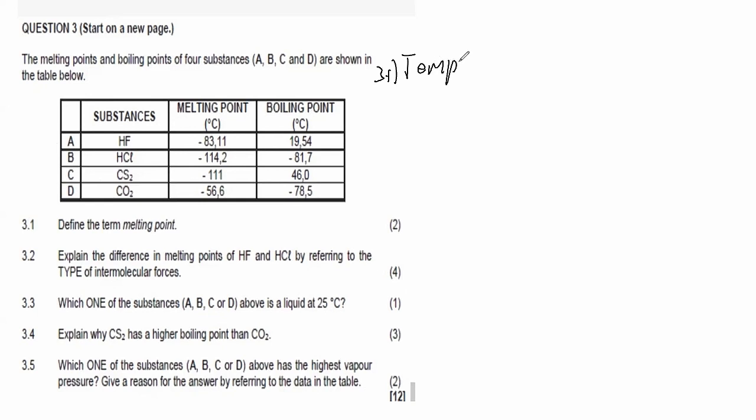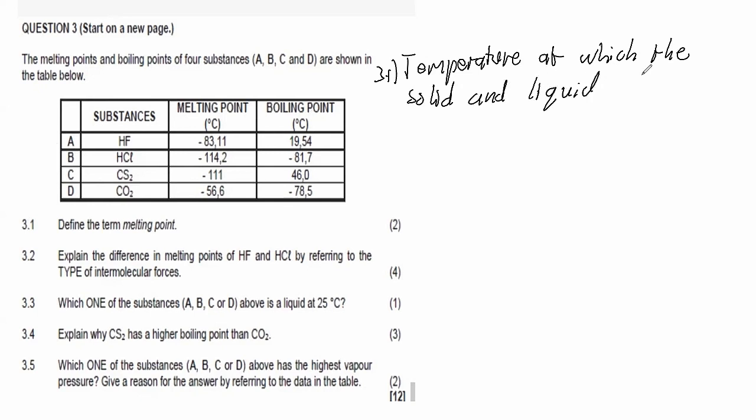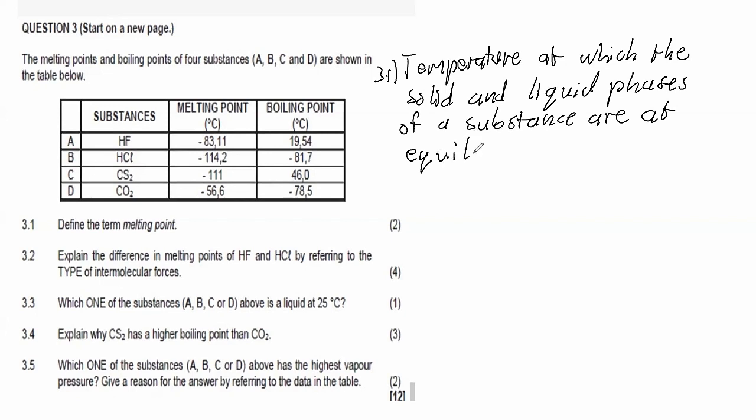Melting point is the temperature at which the solid and liquid phases of a substance are at equilibrium. Right. So this is the temperature at which the solid and liquid phases of a substance are at equilibrium. Right. And then for that, you have your 2 marks.